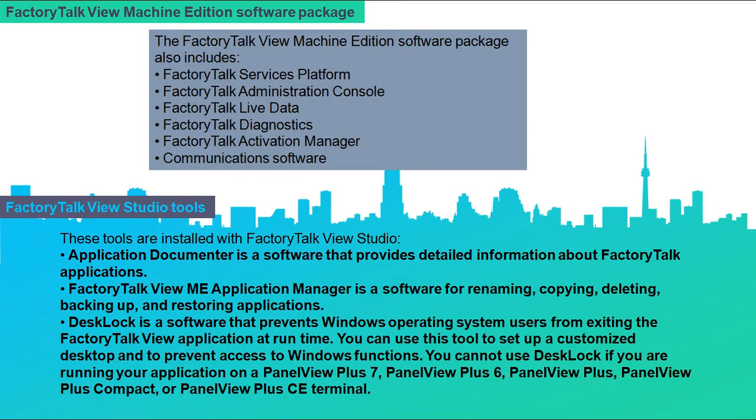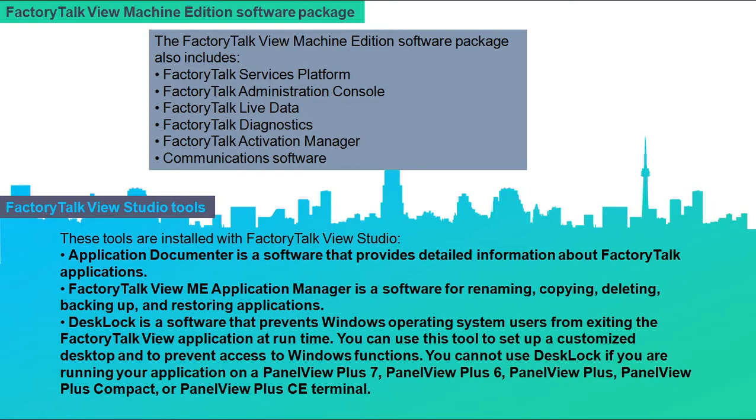The FactoryTalk View Machine Edition software, there are different packages they have to build over there. The FactoryTalk View Machine Edition software package includes FactoryTalk Services Platform, Administration Console, Live Data, FactoryTalk Diagnostics, Activation Manager, and the communication software. They are the basics of these things. It's a very large one, but it is very interactive.